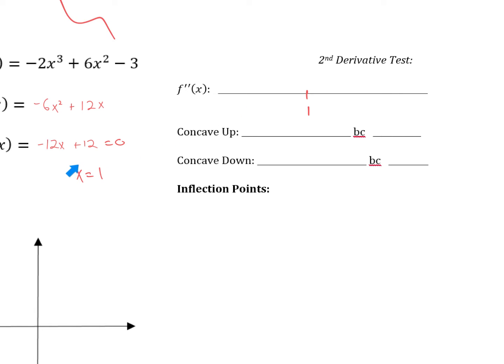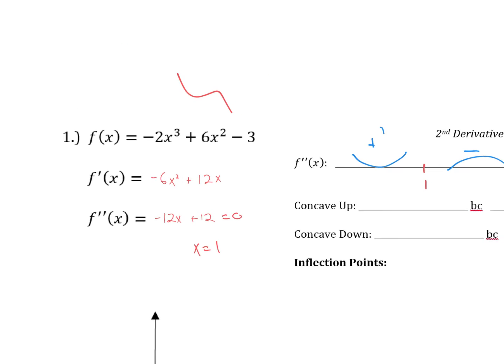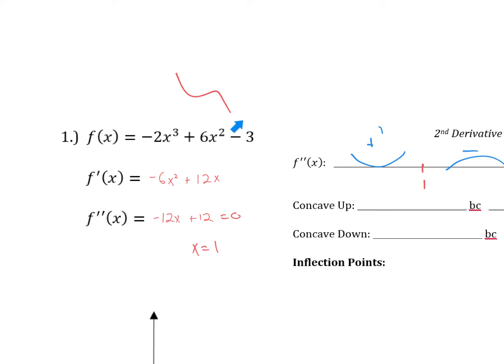Let's plug in 0. Negative 12 times 0 plus 12 is a positive value. So that means I'm concave up. Let's plug in 2. Negative 12 times 2 plus 12 is a negative value, so that means we're concave down. So we start concave up and then switch to concave down, which is spot on with what I thought my graph was going to look like just based on the type of function.